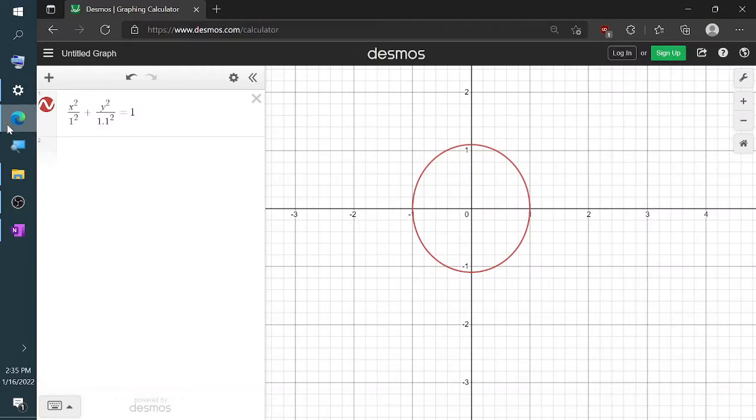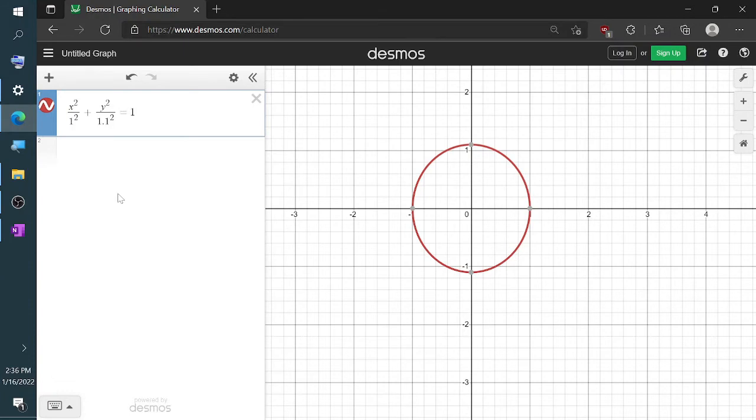For example, in this image, we have the ellipse x squared divided by 1 squared plus y squared divided by 1.1 squared. So the number underneath y is only a little bit larger than the number underneath x. And therefore this ellipse is only stretched out a little bit in the y direction, a little bit longer in the y direction than it is in the x direction. I would expect this ellipse to have a small eccentricity.